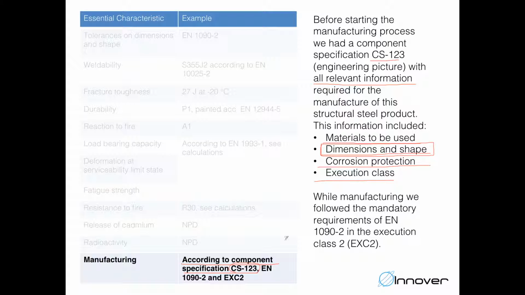And while manufacturing this product according to the component specification, we followed the requirements of EN 1092. This EN 1092 is the standard that deals with the actual manufacturing of structural steel products, and it specifies how to perform the whole manufacturing process in terms of how to do holing, how to do mechanical fastening, how to do welding and how to measure the tolerances and so on in the execution class 2. So to reiterate, before we started to manufacture, we had a component specification that had all information that we required to manufacture the product, and we manufactured the product according to the requirements of EN 1092 in the given execution class.